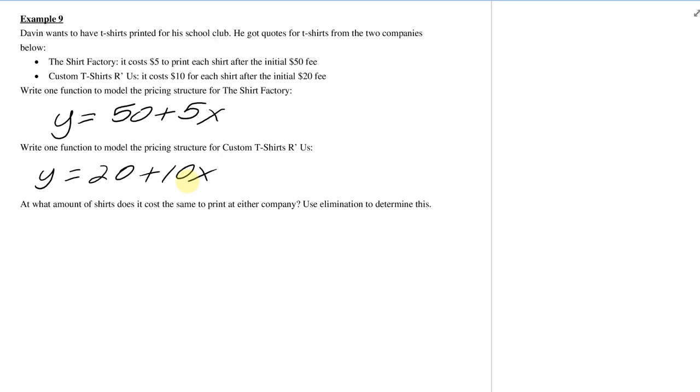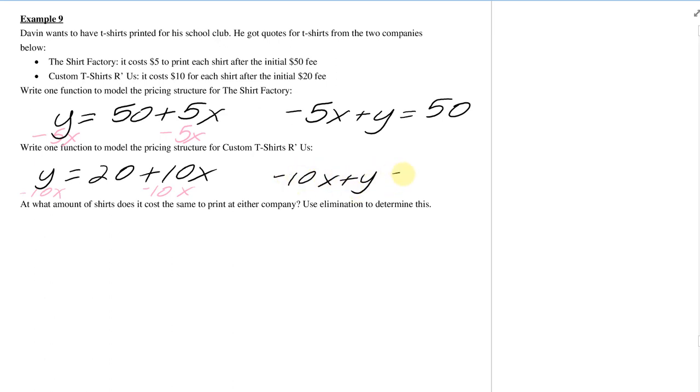Now, you might notice that this is not set up like the other equations. If you ever want to manipulate these to make them work for you, you can always do that. So what I could do, for instance, is subtract off the 5x here to turn this into the equation negative 5x plus y equals 50. And I can do the same thing here. Subtract off the 10x so that I get negative 10x plus y equals 20.